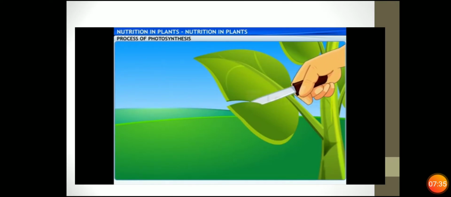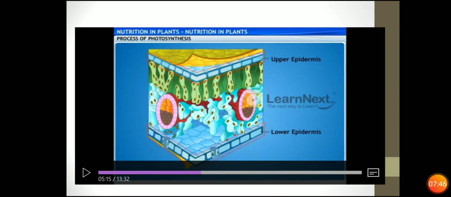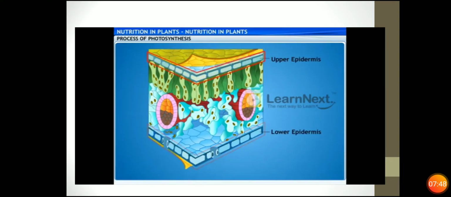Where does the process take place? If we take a section of the leaf, we see that it is a complex structure divided into a number of layers. Now this is the structure of leaves from inside, how it appears. We have two layers, that is upper epidermis and lower epidermis.